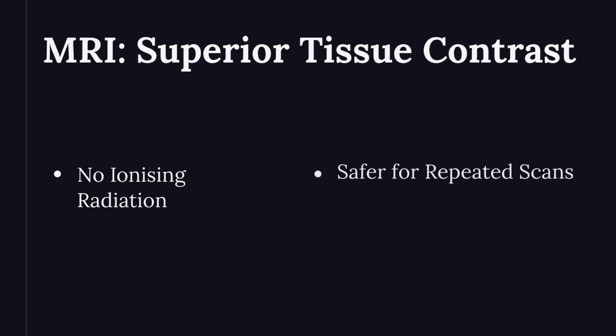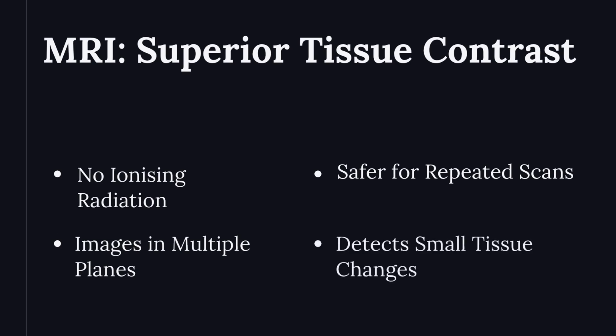MRI provides superb soft tissue contrast without ionizing radiation. It is safer for repeated scans and younger patients. Images can be taken in multiple planes for better anatomical understanding. MRI is sensitive to small tissue changes, aiding early detection. Its high diagnostic accuracy is a major advantage.